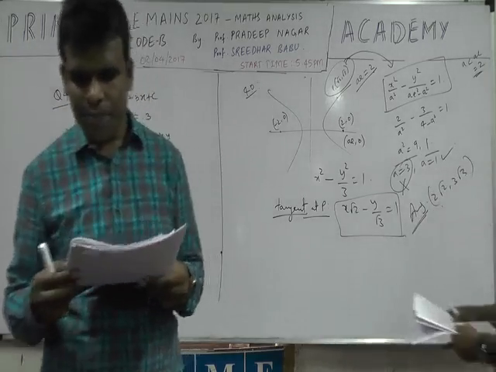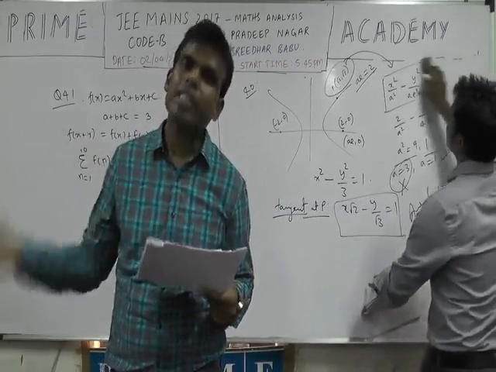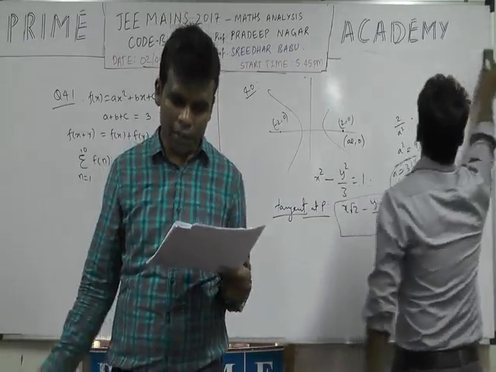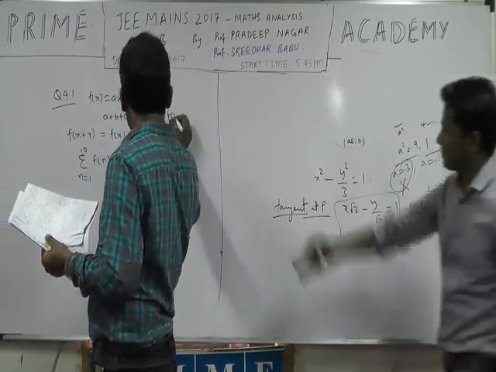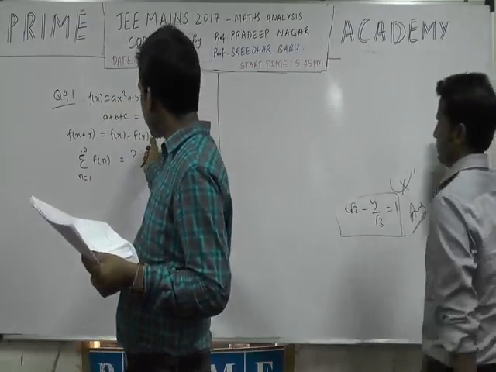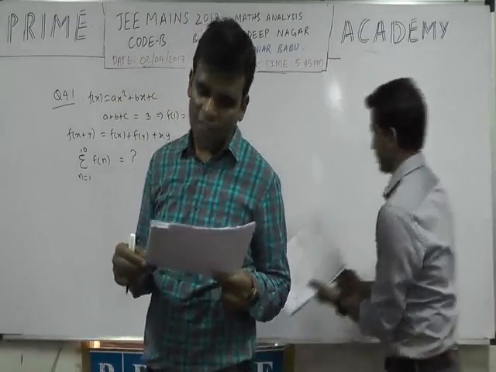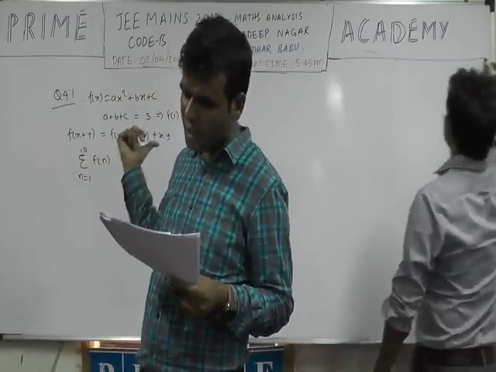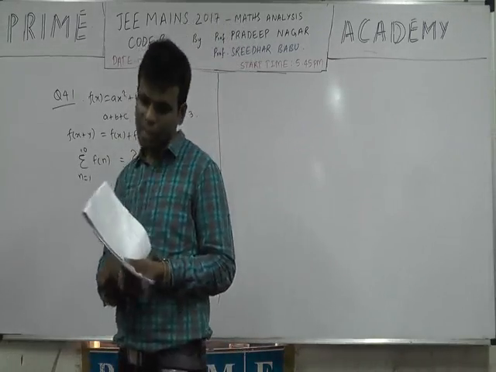The question is, one function is given which is a quadratic function under some condition, that is a plus b plus c equal to 3, which means f of 1 is 3, and some condition is given on that particular function that f of x plus y is equal to f of x plus f of y plus xy, which is true for all x, y. Then we are supposed to find the sum of this particular series.